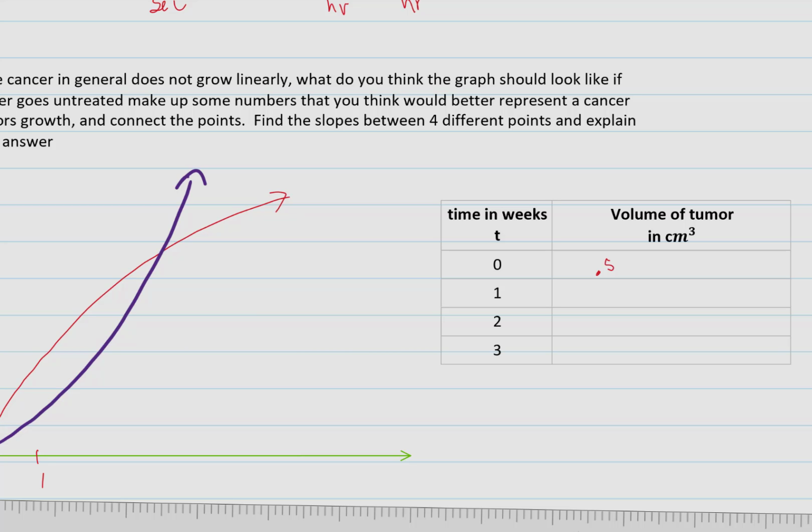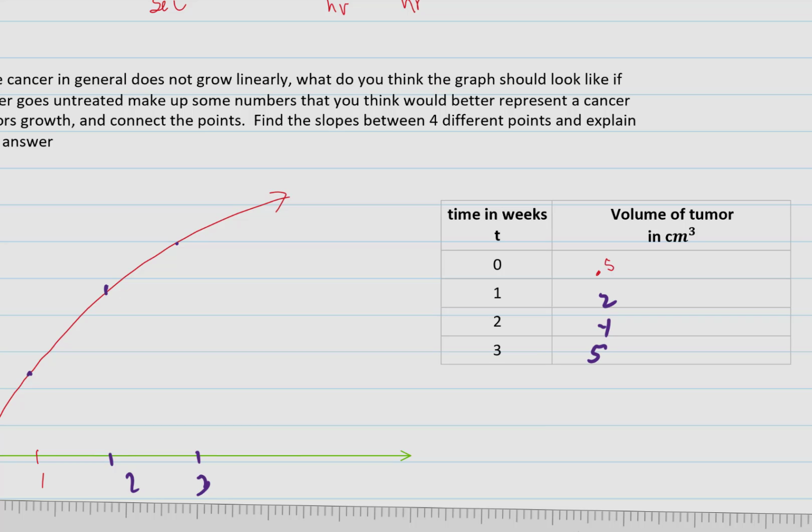In fact, it's probably going to get to a certain level, and that's probably all you can handle at that point. So I'm going to stick with the red one, my guess. Okay, so maybe at t equals 0, this would be like 0.5. Maybe after a week, this has grown to 2. After 2 weeks, it's grown to 4. And after 3 weeks, it's grown to, let's say this up here is equal to 5.